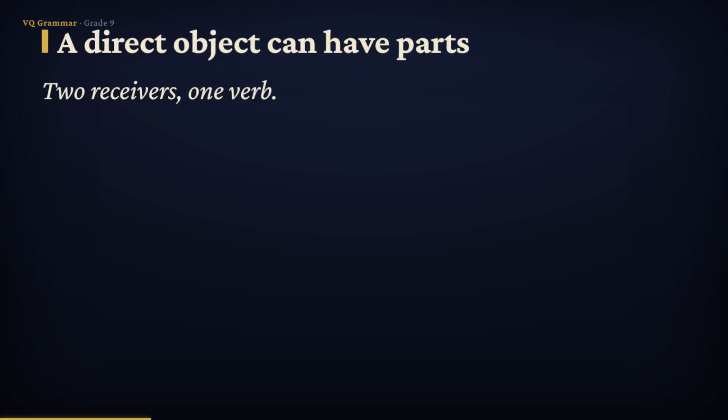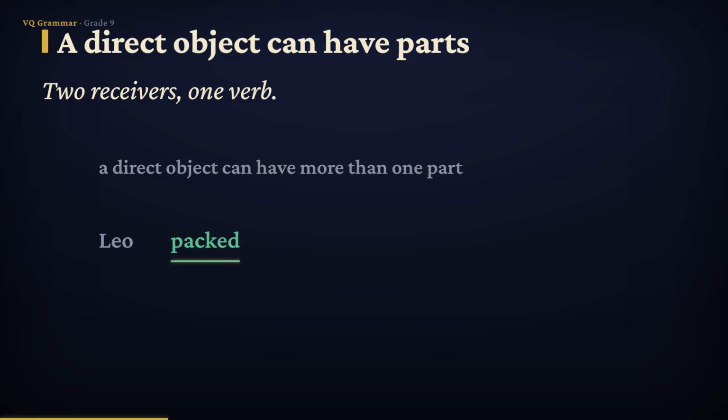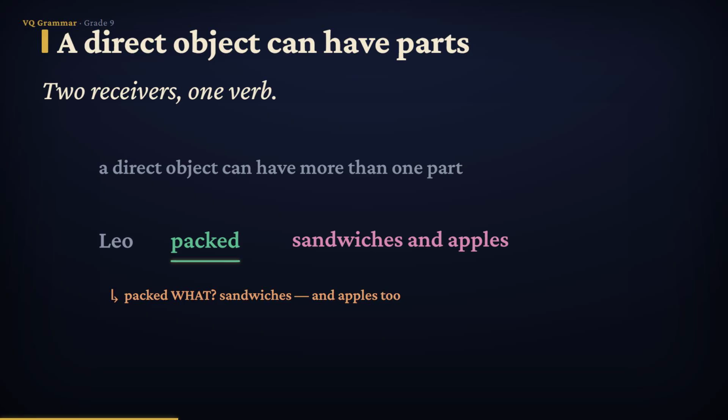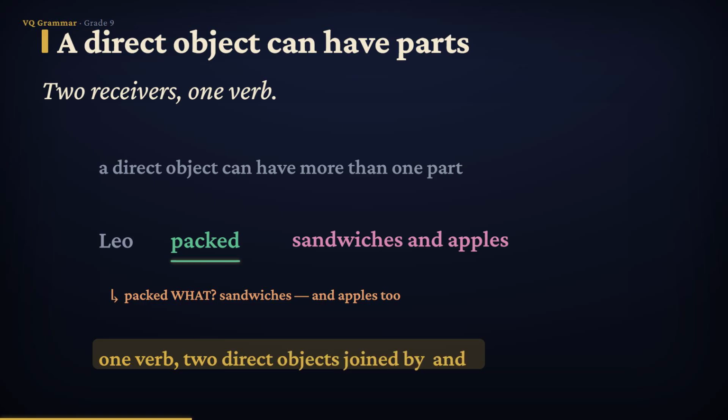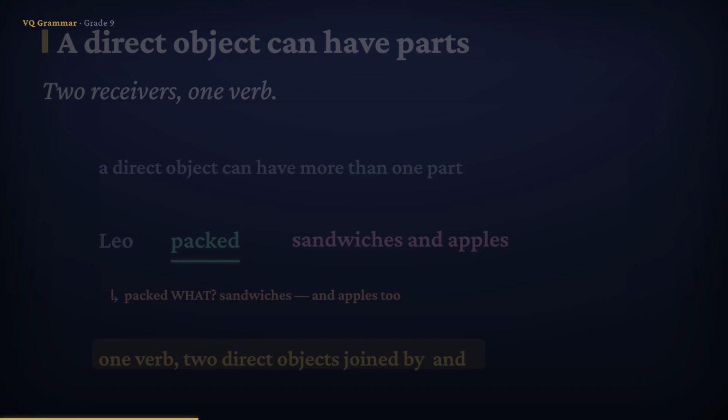A direct object doesn't have to be a single word. It can have more than one part. Look, Leo packed sandwiches and apples. The verb is packed. And packed what? Sandwiches. And apples too. Both nouns answer the what question, so they're both direct objects, joined together by the word and. Whenever two receivers share one verb like this, you have a compound direct object.